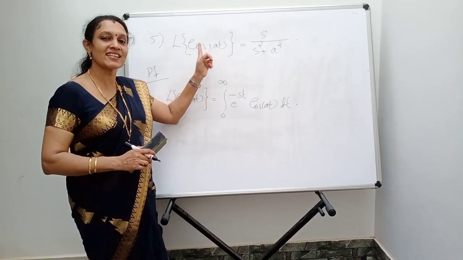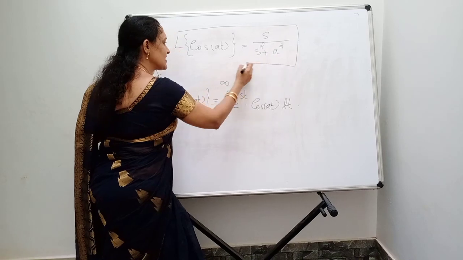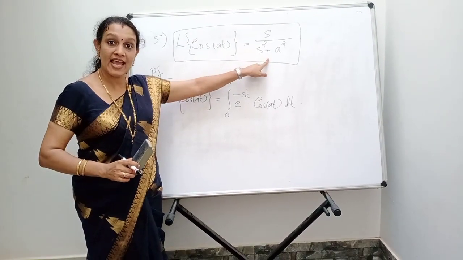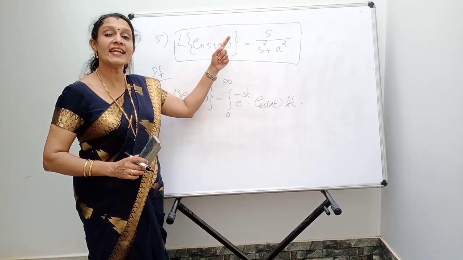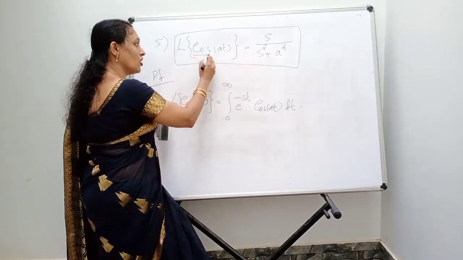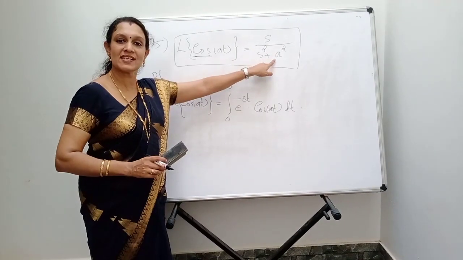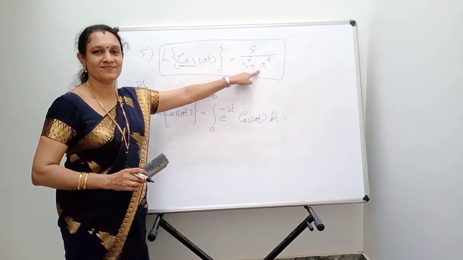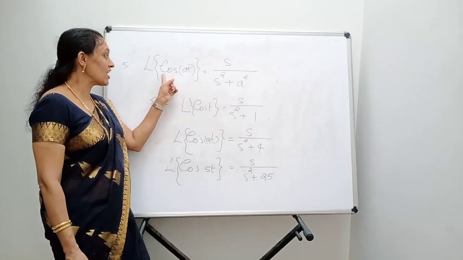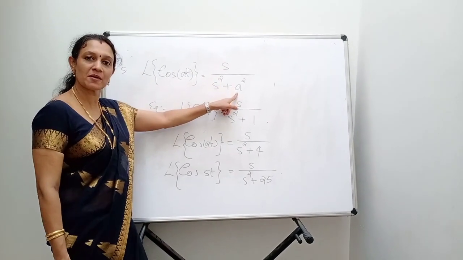Okay, so keep in mind this result. L of cos at is equal to s divided by s square plus a square. L of sin at is a divided by s square plus a square, whereas in cos, it is s divided by s square plus a square. We know L of cos at by the definition is s divided by s square plus a square.